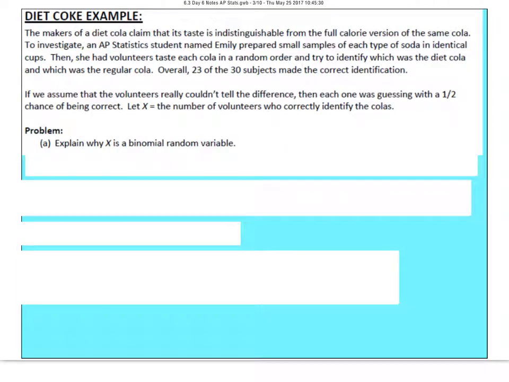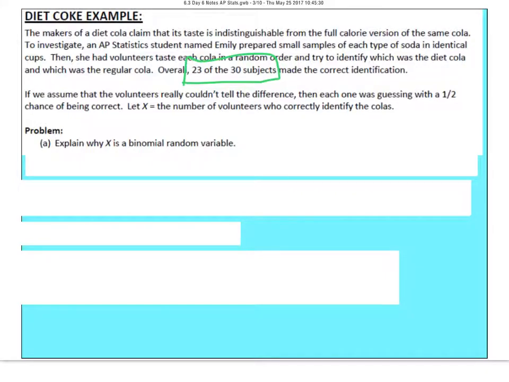Now the Diet Coke example, we're finally switching gears. The makers of Diet Coke claim that its taste is indistinguishable from a full calorie version of the same cola. To investigate this, AP Stats students prepared small samples of each type of soda in identical cups, then had volunteers take each cola in a random order to identify which was the diet and which was the regular. Overall, 23 out of 30 made the correct identification. So if we assume that the volunteers really couldn't tell the difference, then each one was guessing at a 50-50 or 1/2 chance. Let our variable be the number of volunteers who correctly identified the colas.